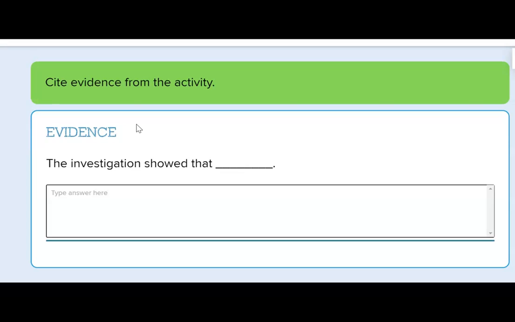All right, so cite evidence from the activity. So the evidence was, if you remember the video we did, observed matter part 1, the investigation when the girl was using the syringe, remember, she filled the syringe with air, and when she put her finger on top of the syringe, the air couldn't go out, right? And the syringe cannot be pushed totally to the end, meaning there is something inside, there is gas, there is air.